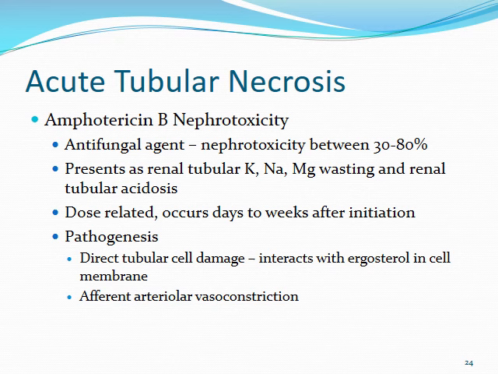The way this is going to occur is by direct tubular cell damage, and so it's actually going to be interacting with ergosterol, which is the way it works to kill off fungus. Well, this is also a compound that humans do have to some degree, and so by interacting with that ergosterol in the cell membrane, it's able to damage the cells and cause that inability to really hold on to those electrolytes. And then also you can end up seeing afferent arteriolar vasoconstriction, so that can again limit blood flow to the kidney as well, causing some damage there.